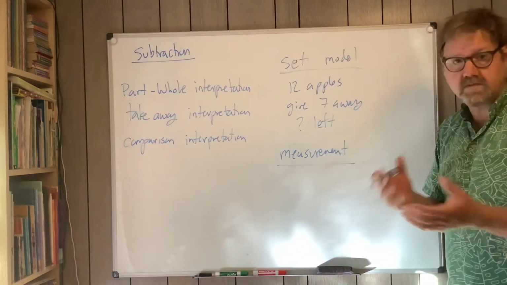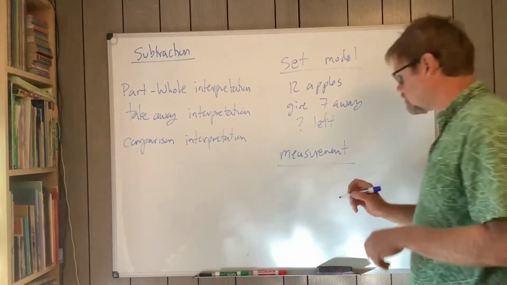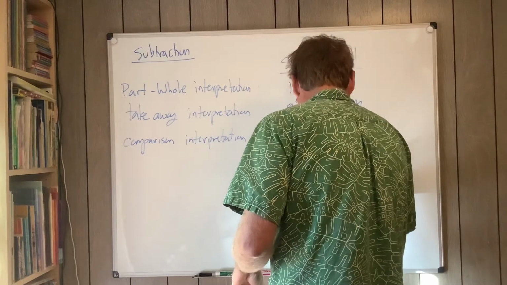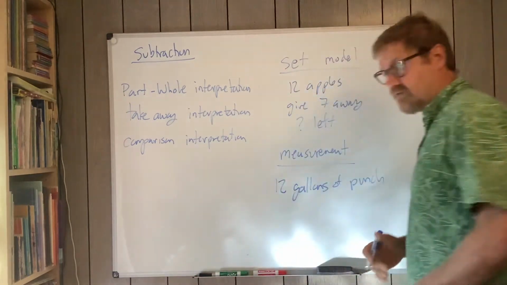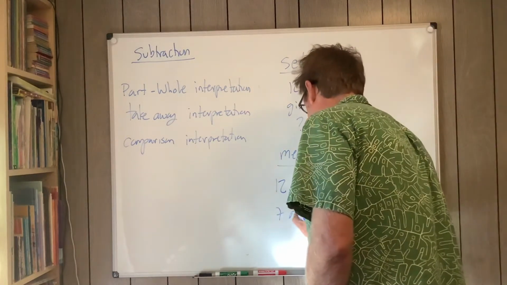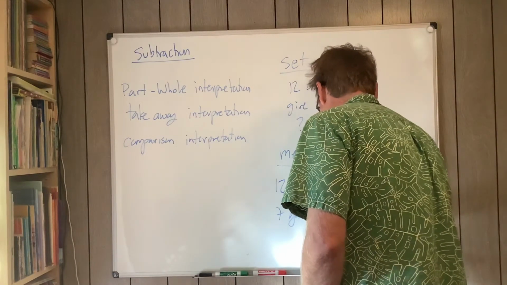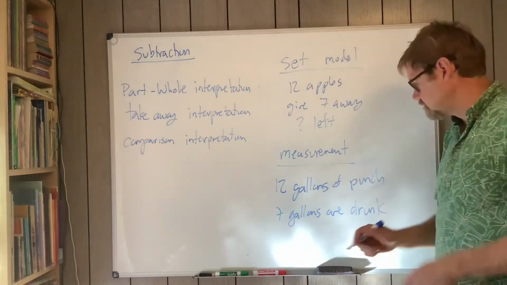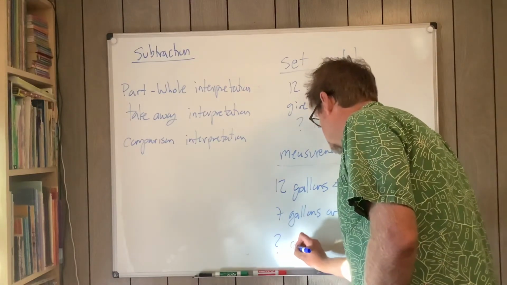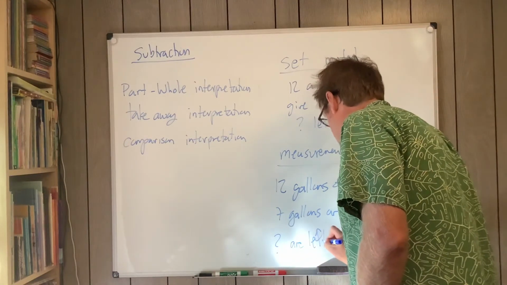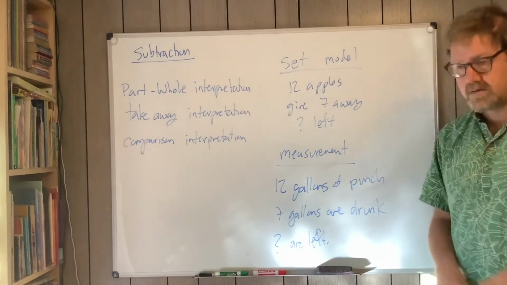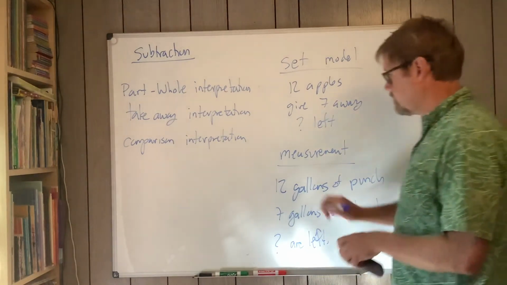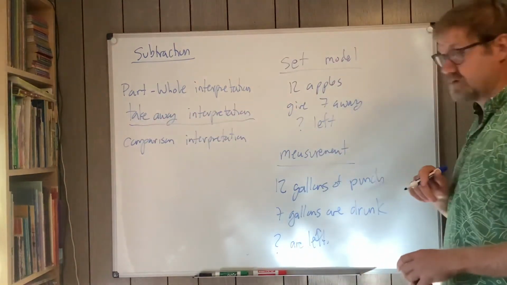So measurement isn't always distance. If I have something like 12 gallons of punch for a party, 7 gallons are drunk. How many are left? So that was the takeaway interpretation that we just did there.